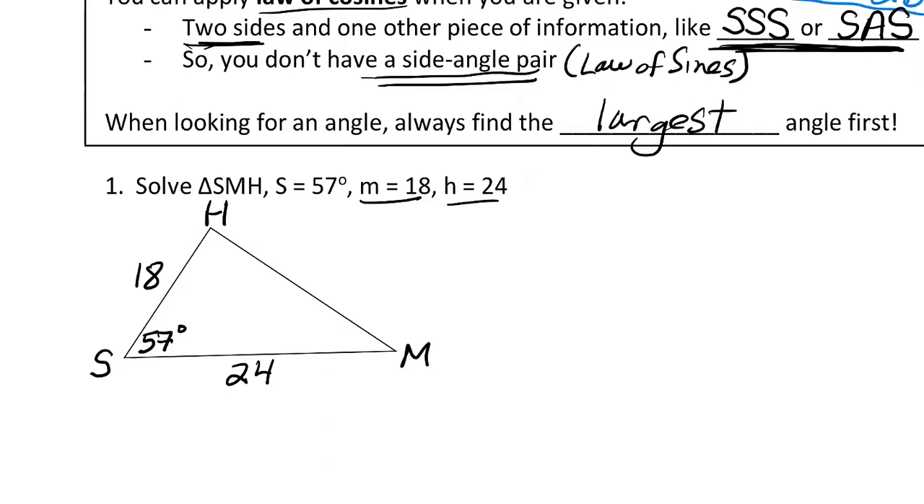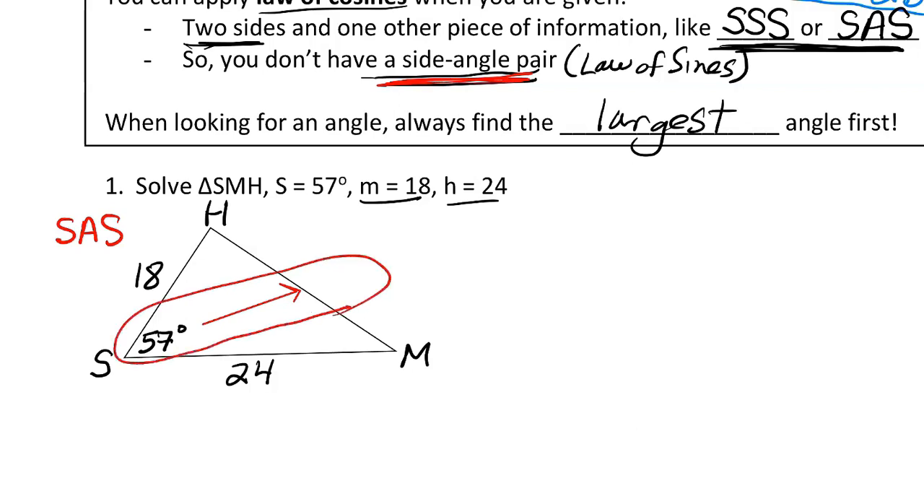So notice here we have a side given, the included angle, and another side. So we would call this a side angle side case, so the law of cosines can be used. Also notice that we do not have a side angle pair. We don't know the side opposite of 57, our angle. So we don't have a pair. We don't have an angle side angle pair. If we did, we could use the law of sines.